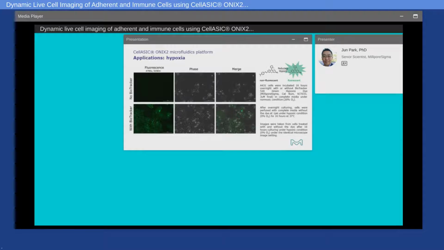This is a cell-permeable live cell dye, which becomes fluorescent under hypoxic condition inside of cells. Here we're looking at A431 cells loaded with and without dye after 16-hour incubation under hypoxic condition to show its specificity. Now let's take a look at the live cell movie.